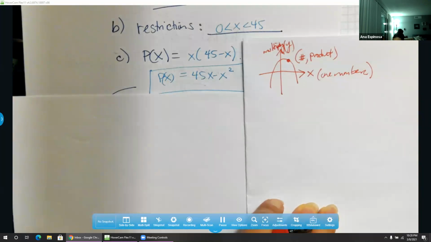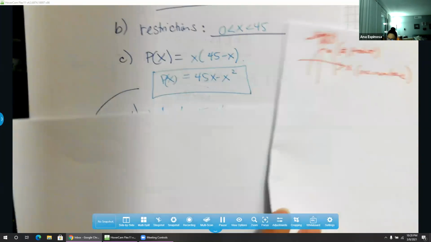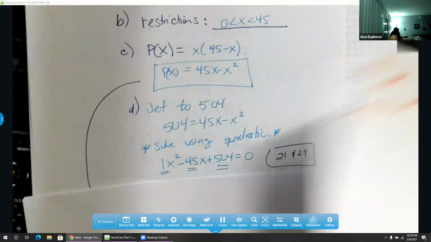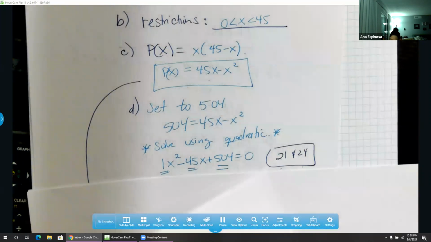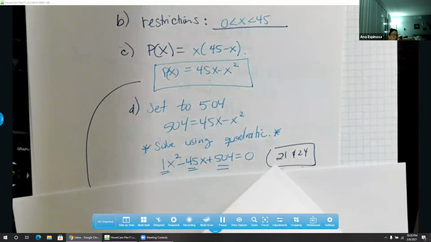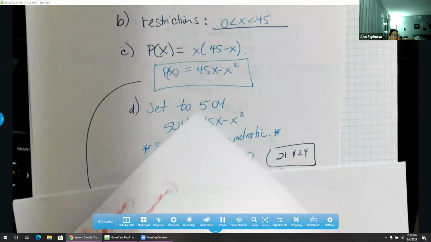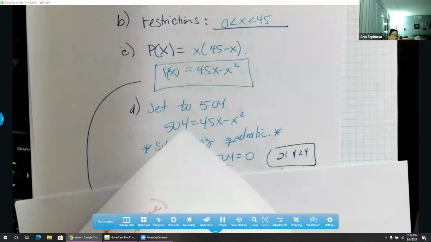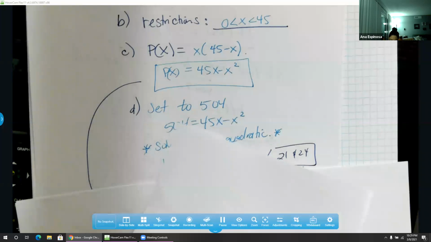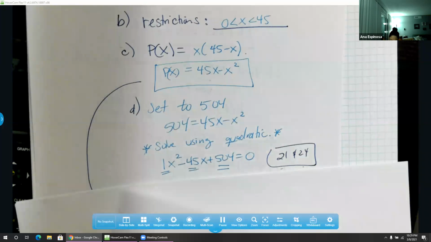Let's say that I want to set this equal to 504. So the product is going to be equal to 504. I would use the quadratic formula to figure out what the numbers are. And it turns out that the numbers would be 21 and 24 if their product was equal to 504. That's what it would mean. If their product equals something else, then you would just change that number, do the math, and then get the two numbers.